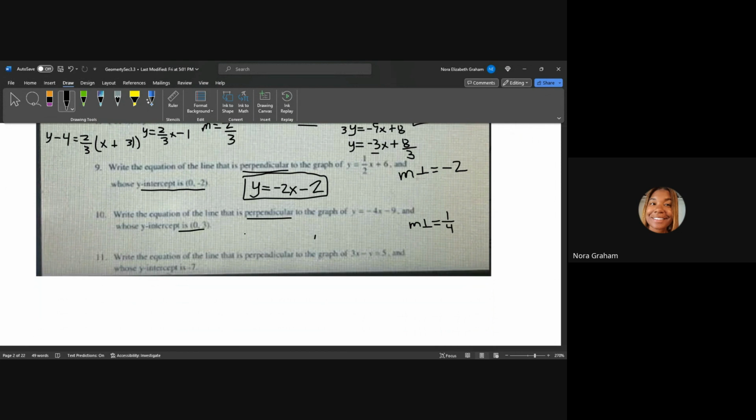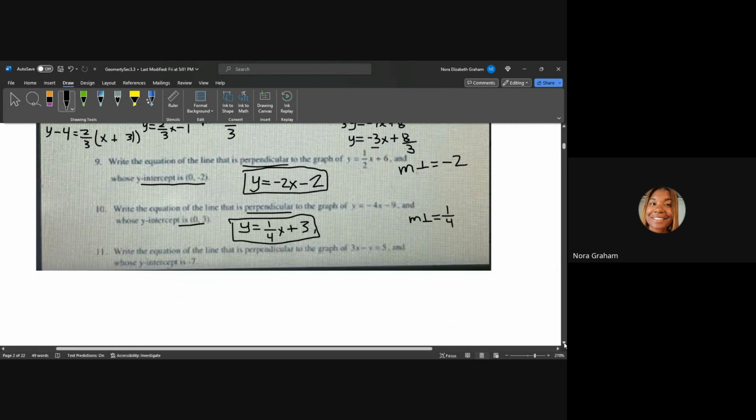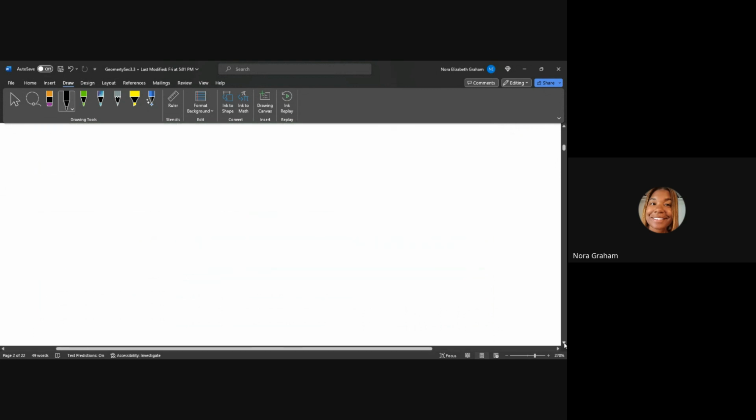Now that I have my slope and my y-intercept, I can go ahead and write my perpendicular line. My slope of 1 over 4, x plus 3. All right. Cool. So let's go ahead and do number 11. We'll have to scroll down here because it cut off.